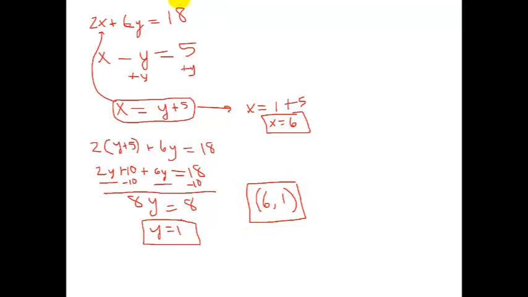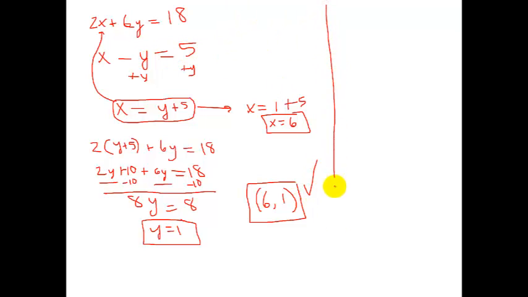Now I could plug this back in up here just to verify. 6 for x, 2 times 6, that's 12. Plus 6y, 6 times 1 is 6, so that's 12 plus 6 equals 18. And 6 minus 1 equals 5. So you can just check and verify.